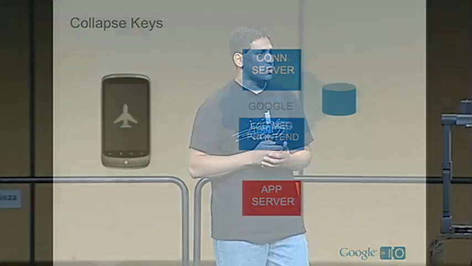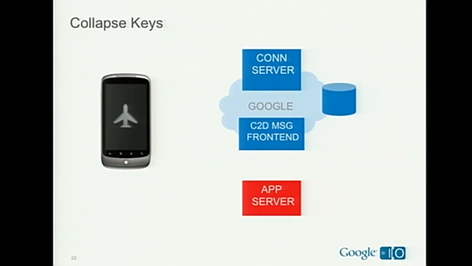Let's take a look at how this works. Here we have a device that happens to be offline. It's on the proverbial airplane. Your application server, as usual, sends a cloud-to-device message to our front ends. We receive it, store it, but then we don't route it to any connection servers because the device is not connected.